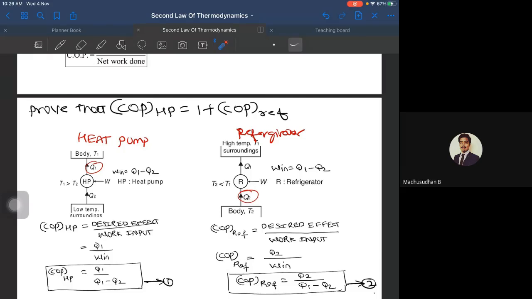Now, I want to prove that the COP of the heat pump is equal to 1 plus the COP of the refrigerator. What can I do mathematically to prove this equation? Can anyone suggest? It's a simple task. I have the expression for the COP of the heat pump, and I have the expression for the COP of the refrigerator. What can I do mathematically so that I can prove this equation?